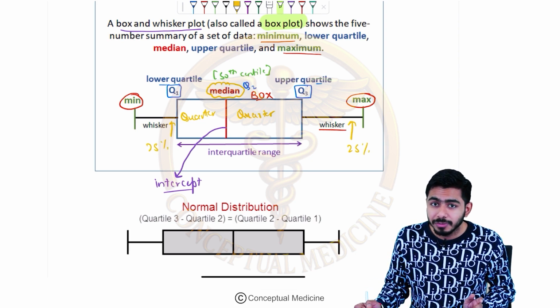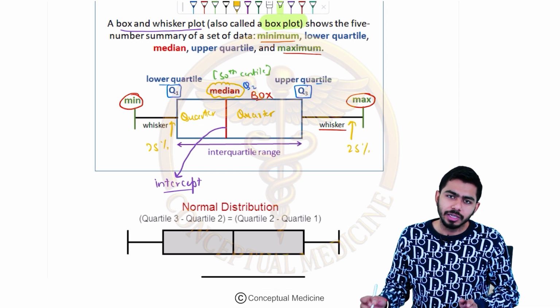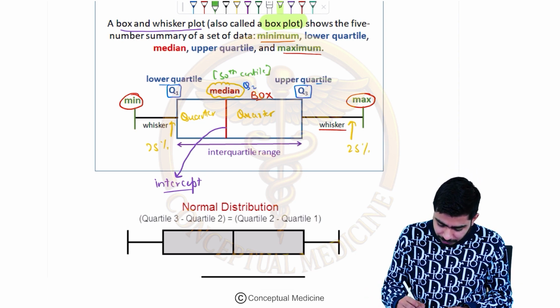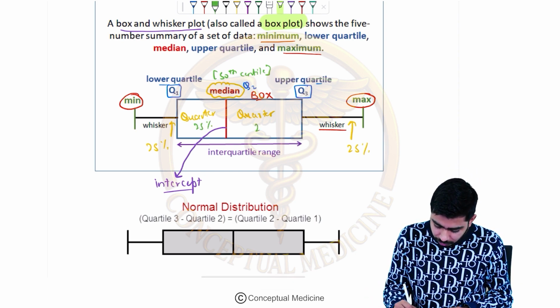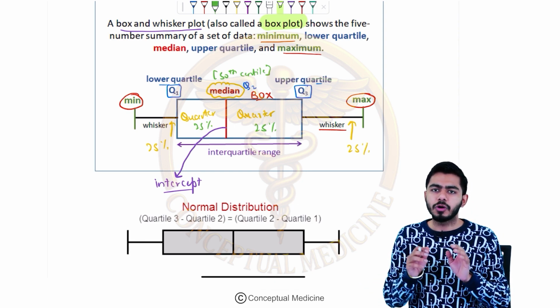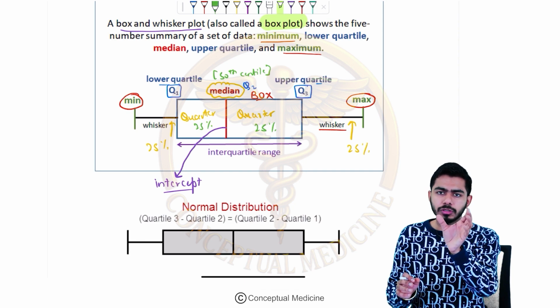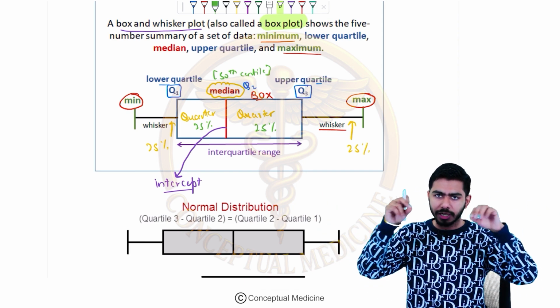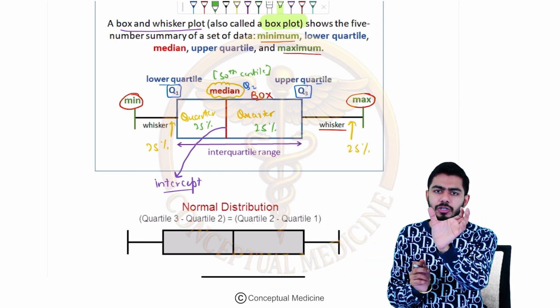Rest of the 50% will be going where? To the box only. Inside the box, one side will have 25%, the other side will also have 25%. So how many things have I told you in the box and whisker chart? There is a box, there is a whisker. Whiskers are the attachment to the box. The box is containing 50% of the data.